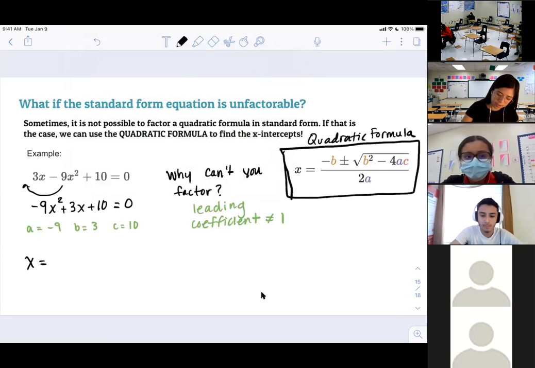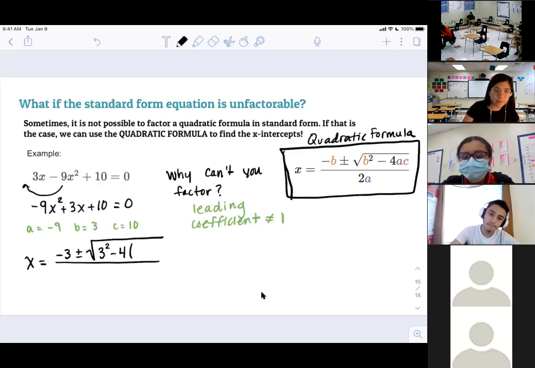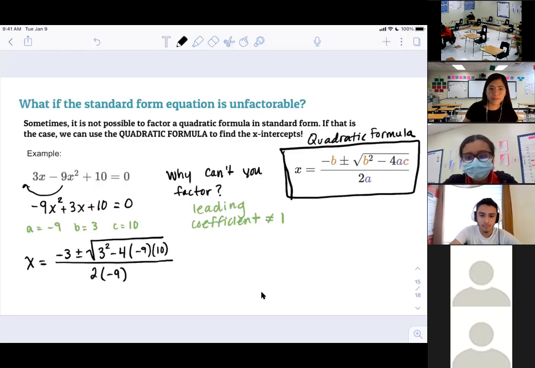X equals negative b, but what do I put? Negative 3. Negative 3 plus or minus the square root of B squared, so 3 squared, minus 4ac, so negative 9, 10. Good. All over 2a, so 2 and negative 9. Good job. Okay. Everything's in, now we simplify.